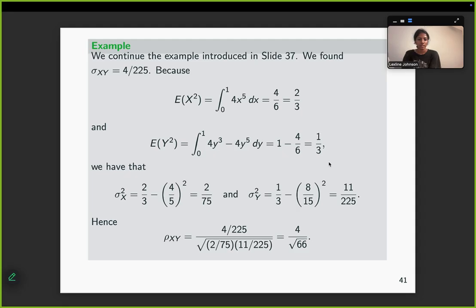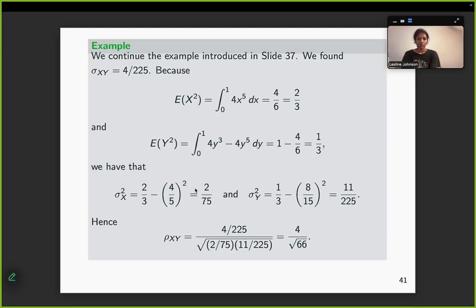And then we can calculate our variance of y, which is our expected value of y squared, so that's 1 over 3, minus our expected value of y that we calculated previously, and then we square that. So that's 8 over 15 squared, and we get our result, which is 11 over 225, and that is our variance of y. And then down here we just take the square root, because variance is the standard deviation squared, so we take the square root to get our standard deviations.